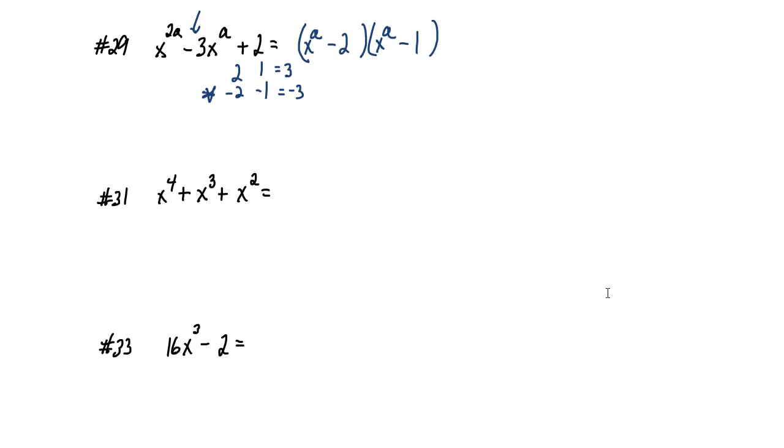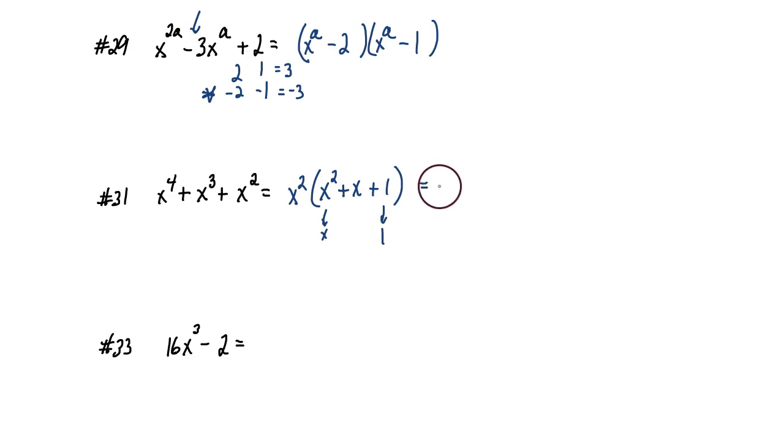Number 31 will have a GCF because there are enough x's in all terms to divide them all by x squared. Write down x squared. Then we need an x squared here, a positive x here, and a positive 1 here. Let's check if this trinomial is a perfect square trinomial. The square root of x squared is x. The square root of 1 is 1. X times 1 is 1x, and twice that is 2x. But this is not 2x, so it is not a perfect square trinomial.